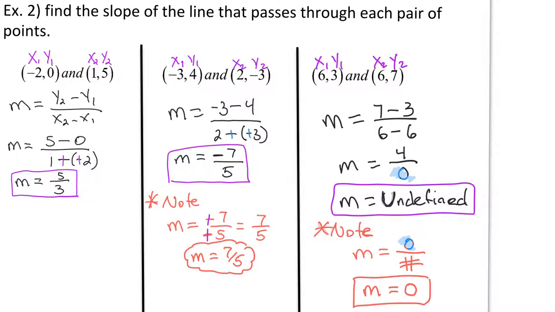So keep in mind, guys, I gave you 2 different notes. Always pay attention to your signs. Always pay attention where the 0 is, because it can be undefined or your slope can be 0.